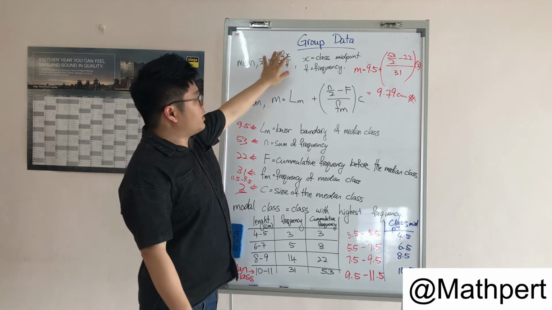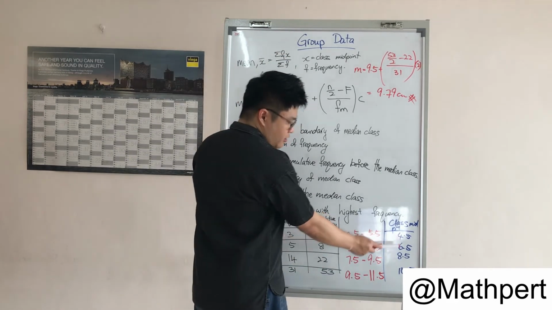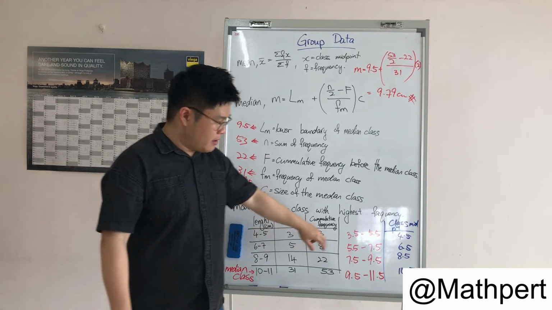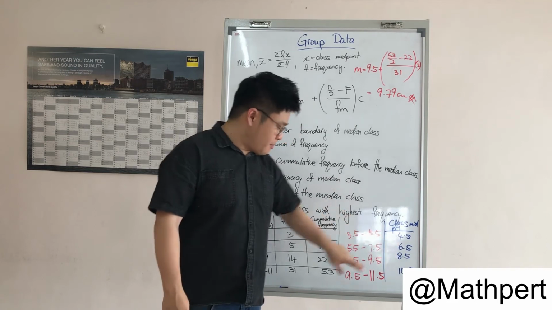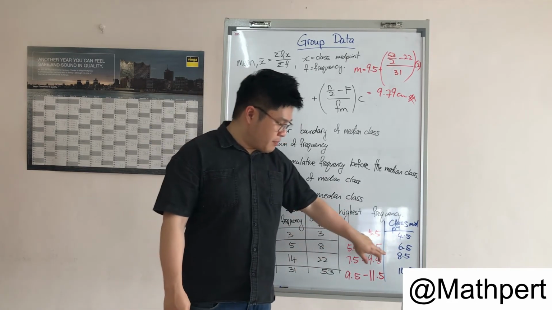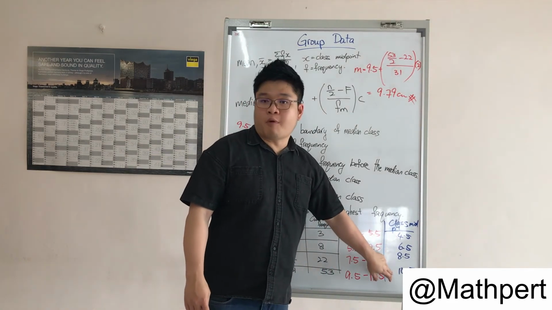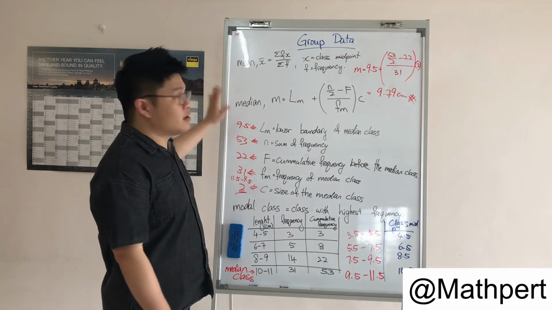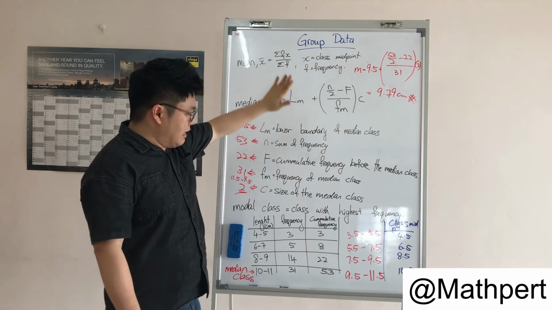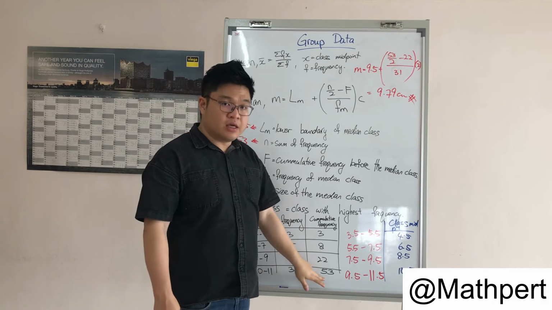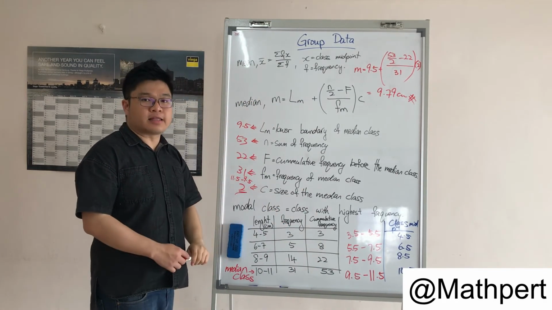So here, summation of fx, okay? 3 multiplied by 4.5 plus 5 multiplied by 6.5 plus 14 multiplied by 8.5 plus 31 multiplied by 10.5. And then add up together, divided by summation of frequency, in this case is 53. Then you get your mean for this data.